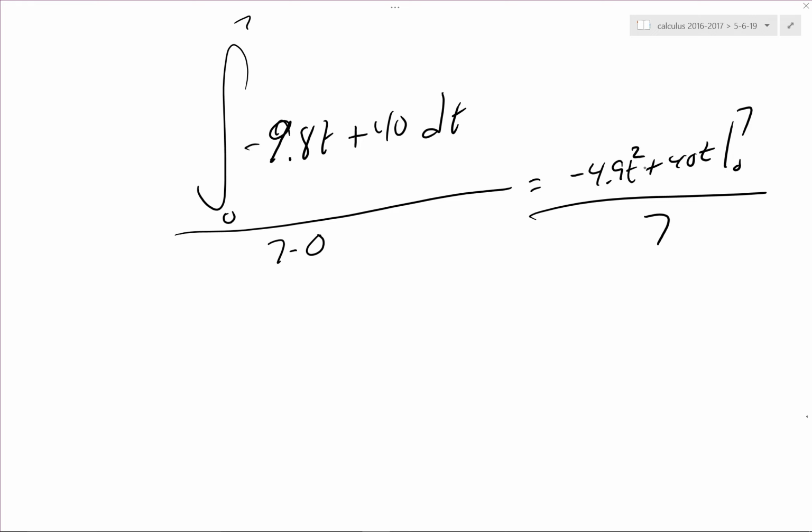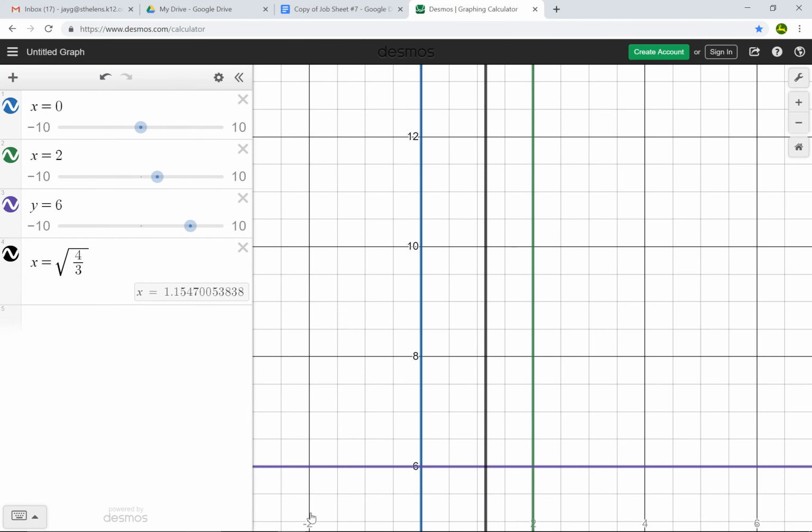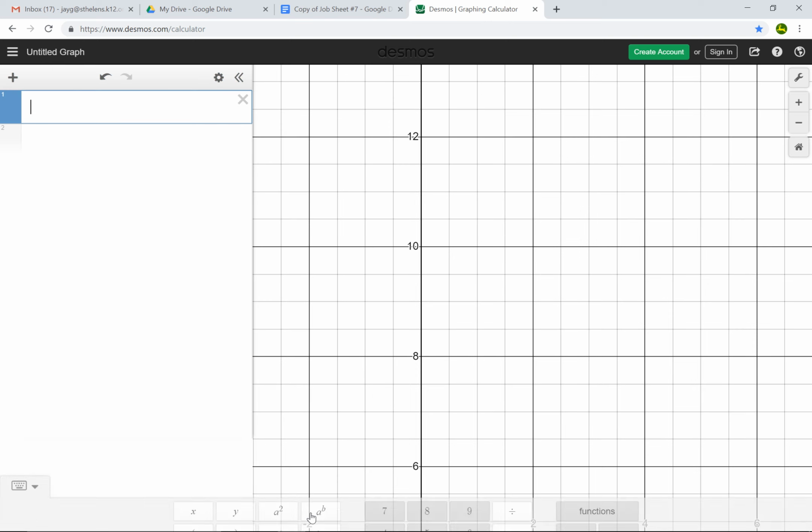5.7. Is that what you got? Did you get 5.7? Positive or negative, by the way? Positive. Okay. Let's go see if that's true. Let's go look.